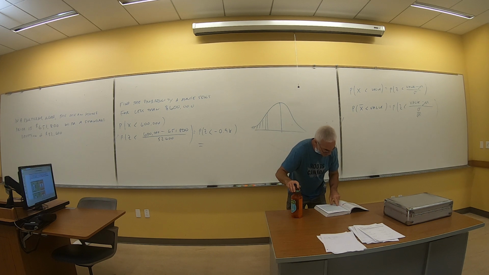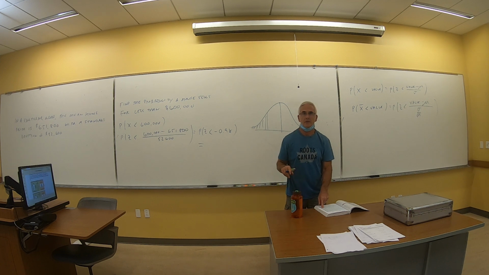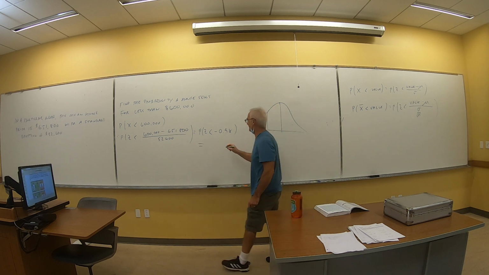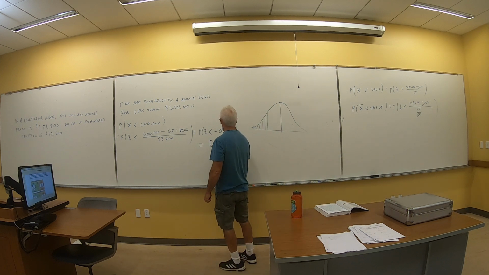Hold on, we're all looking at the same thing. No, 0.98? 0.1635. I think you're on the wrong line. 0.1635? Double check me, do you get 0.1635? Oh, yeah. Okay, make sure we're all looking at the table.